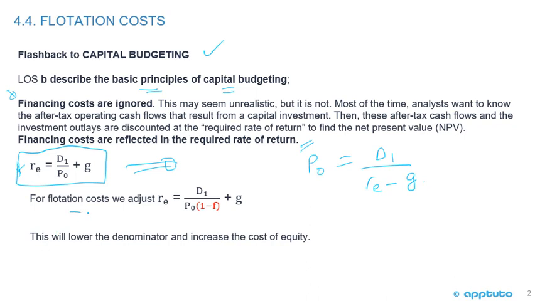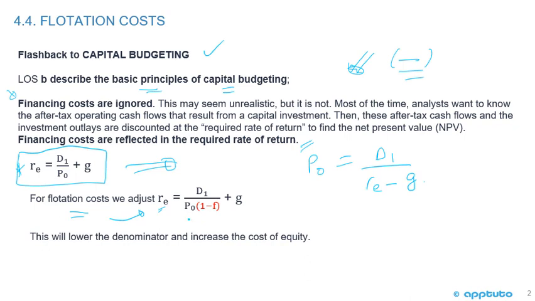So for flotation costs, we're not going to put it in our net present value as a minus, an expense for flotation costs. No, we're going to adjust the cost of equity. And how do we do that?